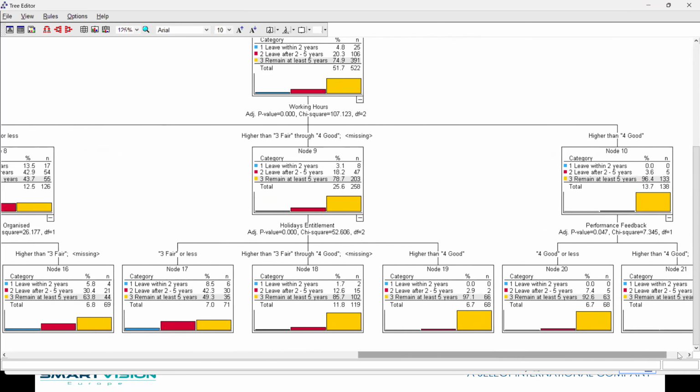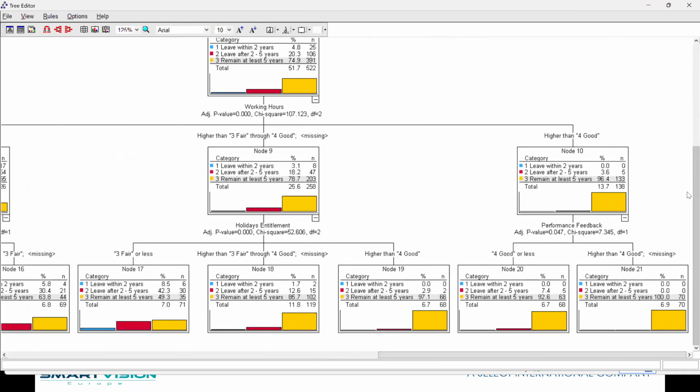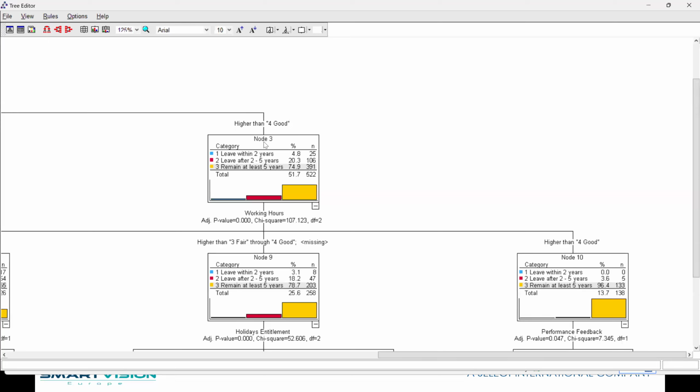And of course, over the far end here, we have people at the other extreme saying that the attitude of senior management is better than good, better than 4, category 5. Then 75% say they'll remain for these 5 years, and if they think their working hours are better than good, then 96% of them say that they'll remain at least 5 years.